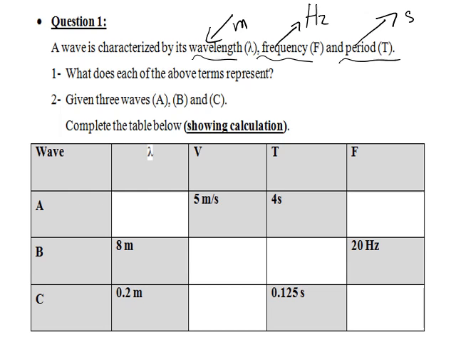Here we have three waves, A, B, and C. You have to complete the table showing the calculation. Let's start first.